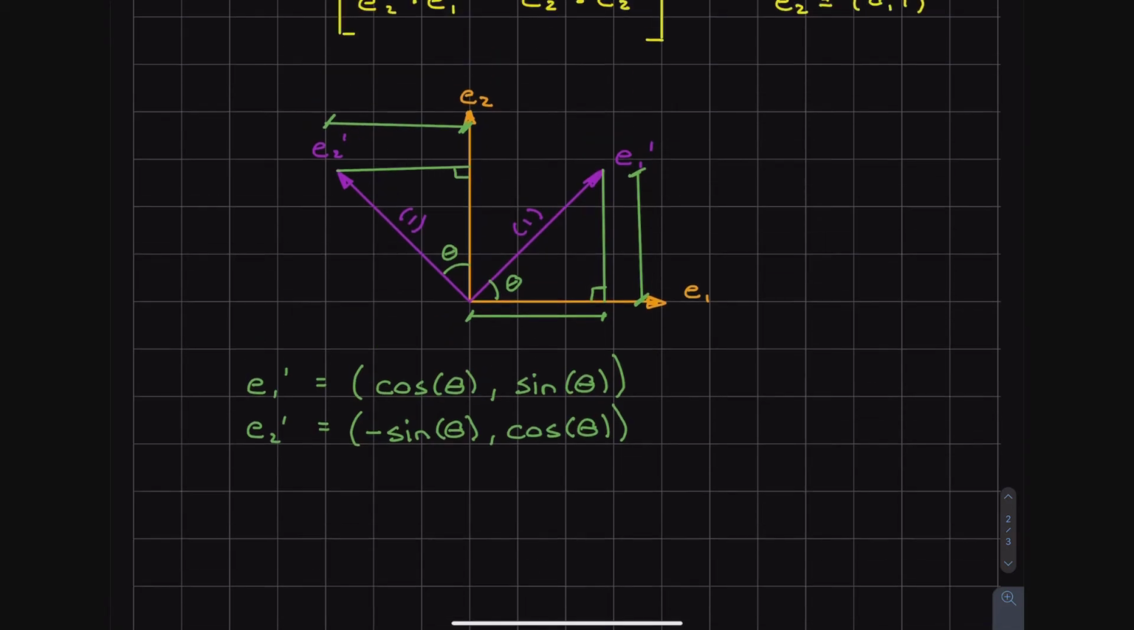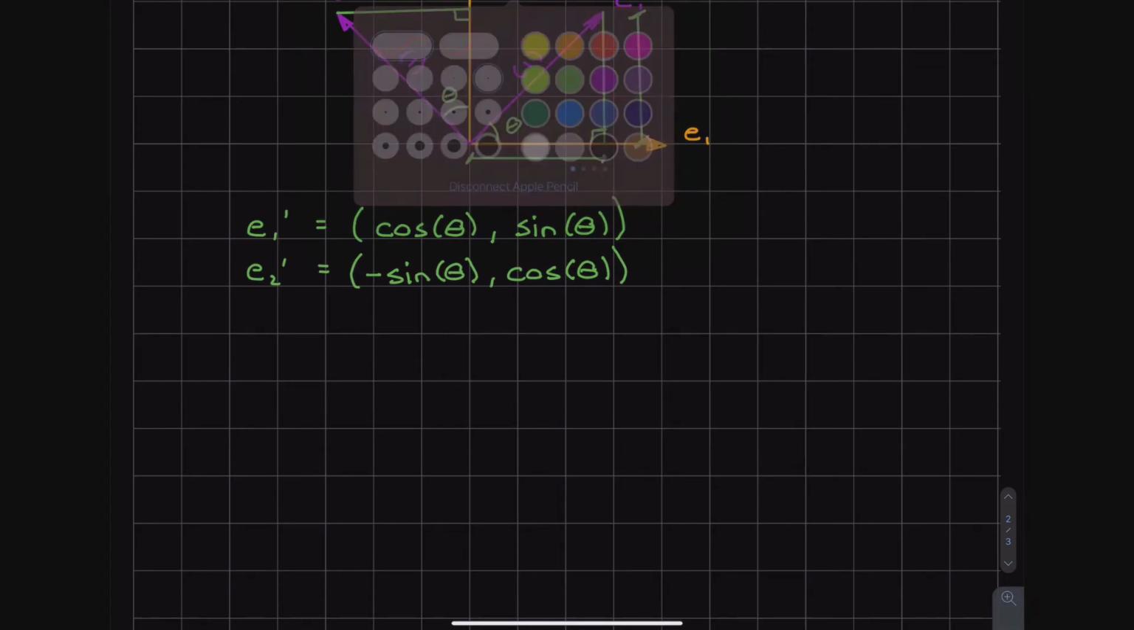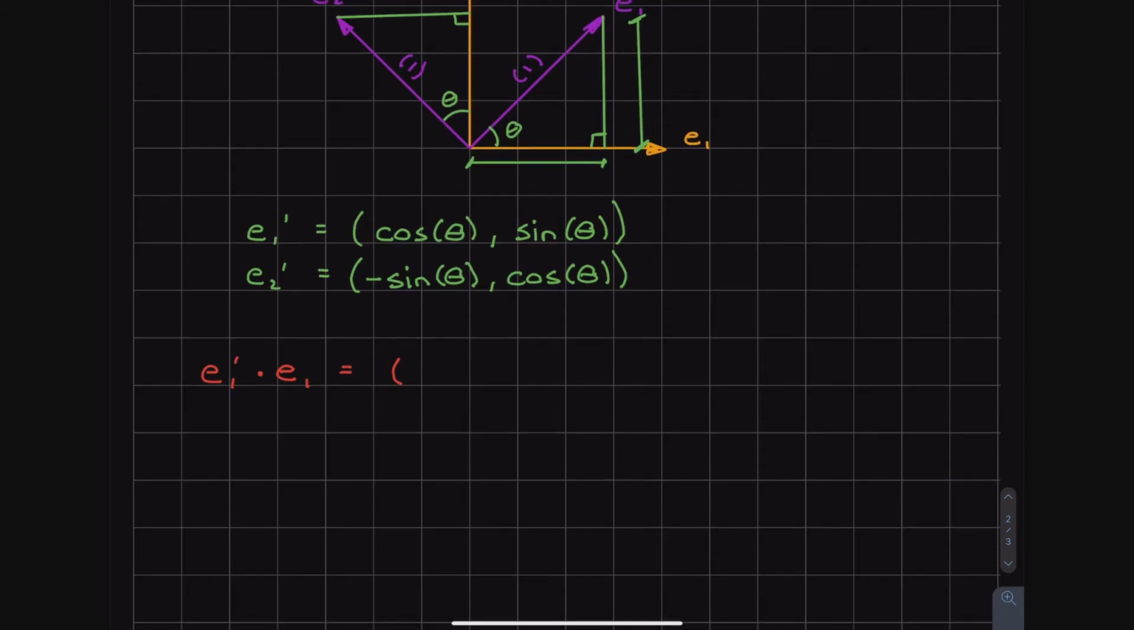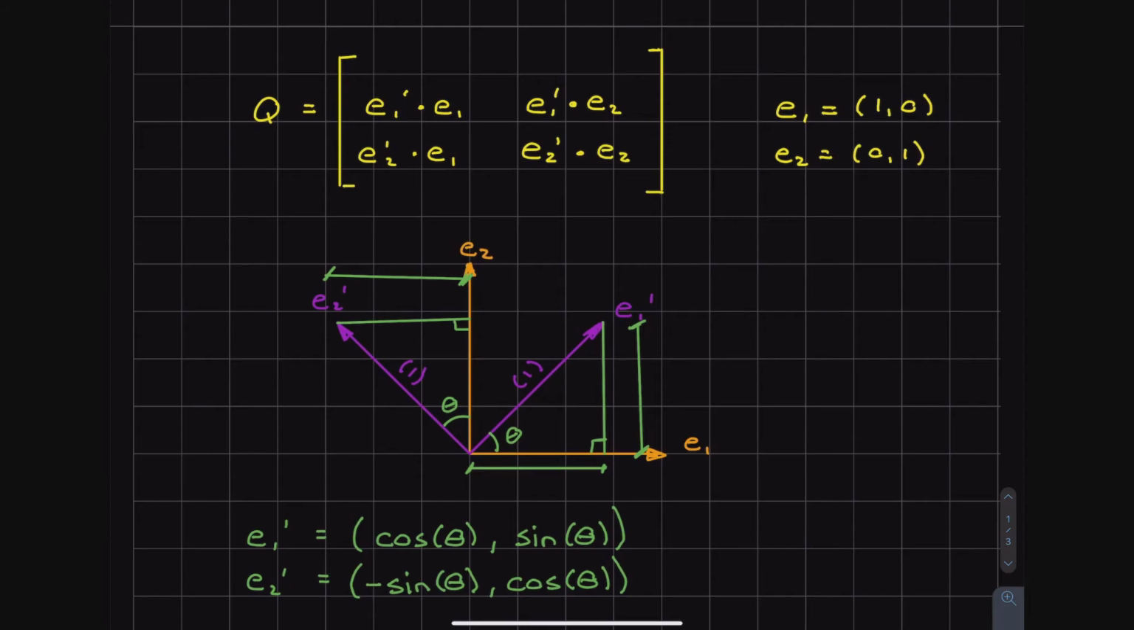So all we have to do is dot these vectors together to get our final components. I'm going to just go down the list. Our first one is E1 prime dot with E1. Remember, we're just taking the first components and multiplying them together, then multiplying the second components, to get a scalar. So the first component of E1 prime is cosine of theta. So I'm just going to put cosine of theta. And then we multiply this by the first component of E1, which we can see up there is just 1.